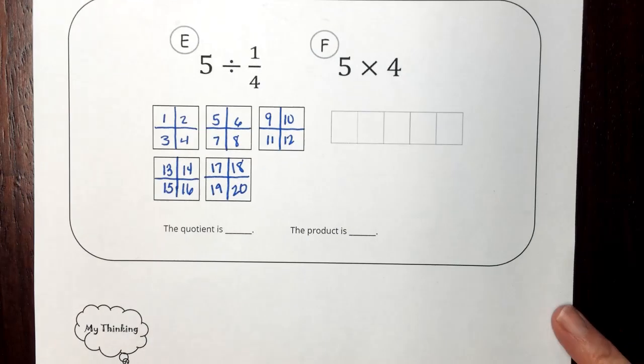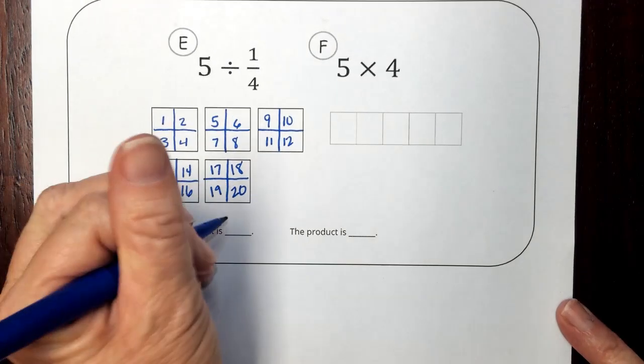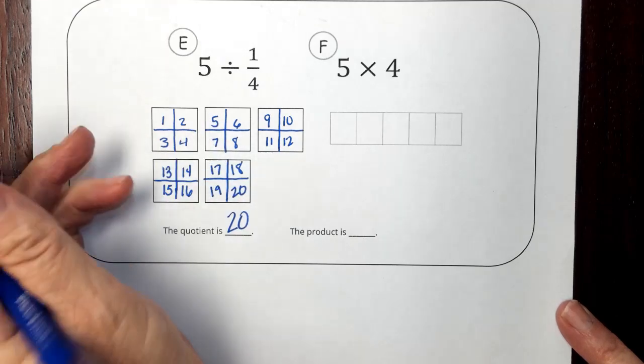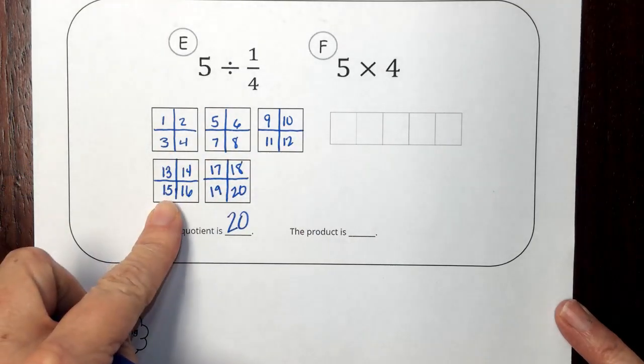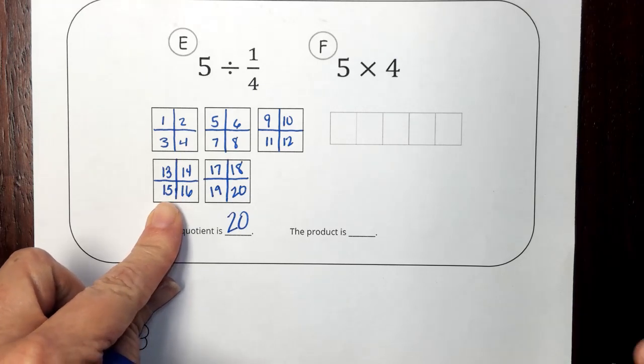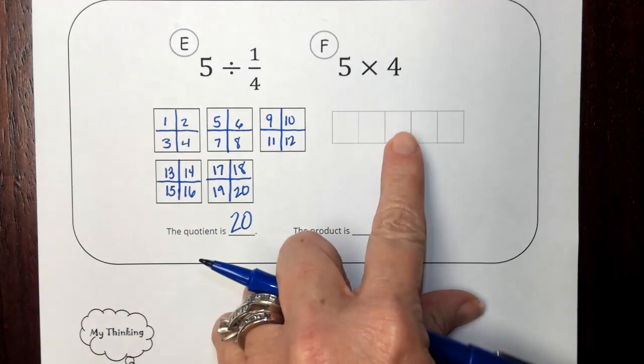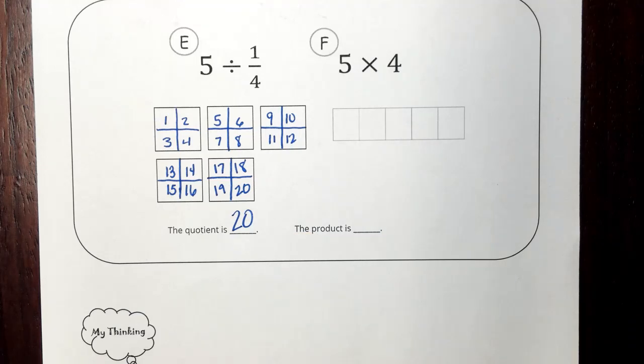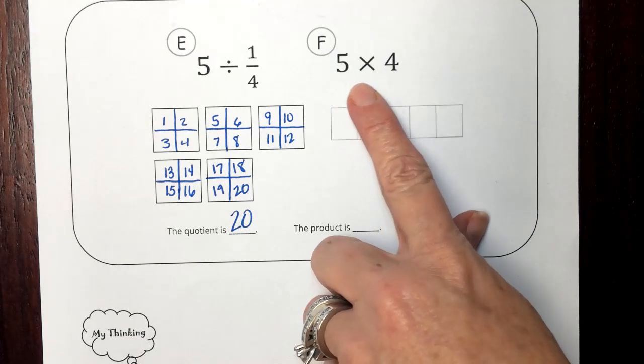20 pieces. So the quotient is what? 20. Because we get 20 1/4 pieces. Did those pieces get bigger or smaller? Smaller. So we have a lot of little pieces. Somebody tell me, what would I have to do here? Luke, what would you do here?